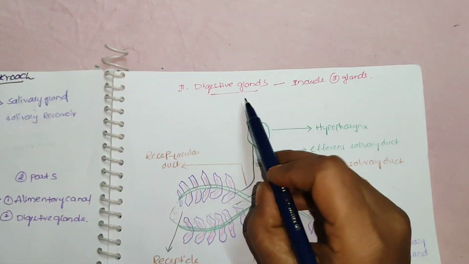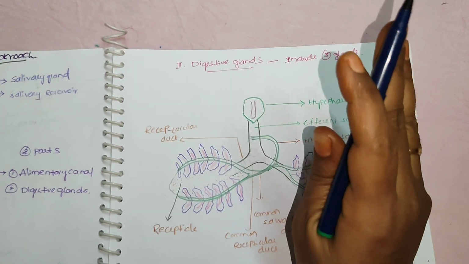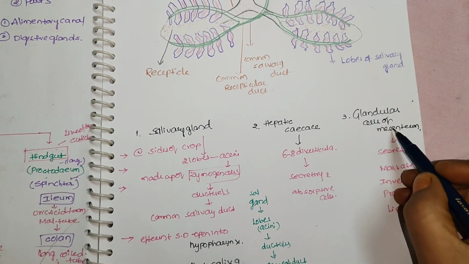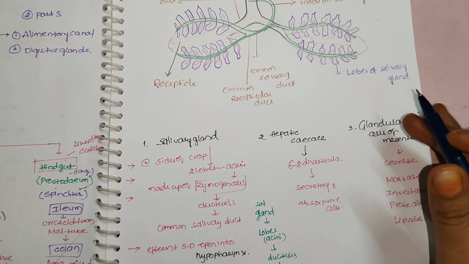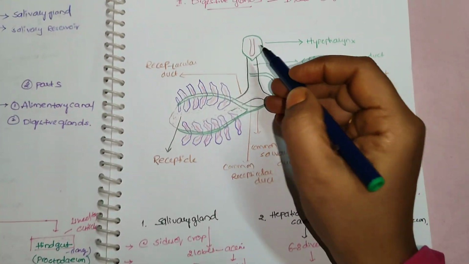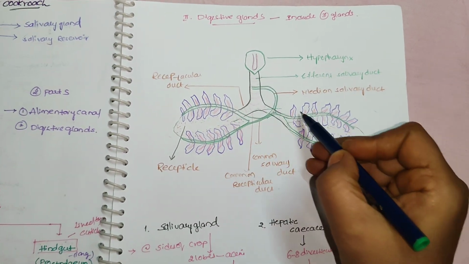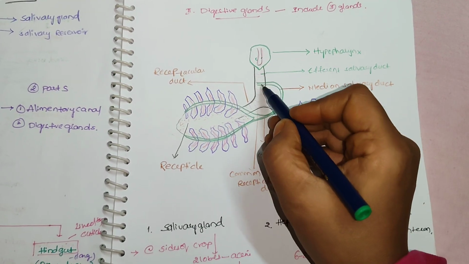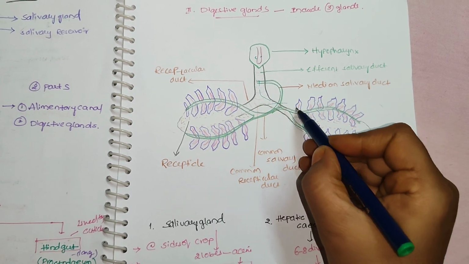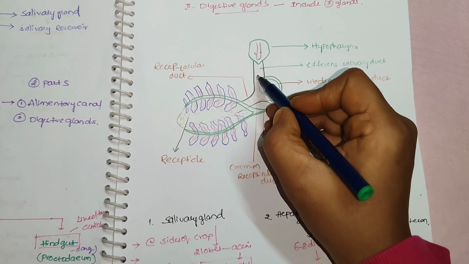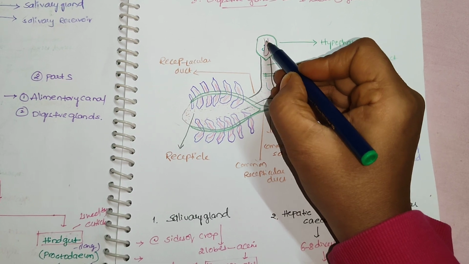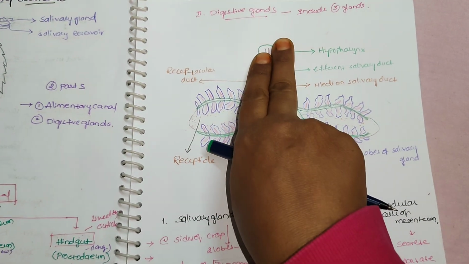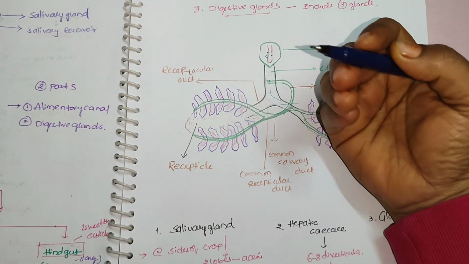Next, come to the glands. The digestive glands are 3: salivary glands, hepatic caeca, and glandular cells of mesenteron. One pair of salivary glands is present. These open into the hypopharynx. One common salivary duct is present, and with the help of the common salivary duct, it opens into the mouth. The glands are 1 pair, but the opening is only 1, directly to the mouth.